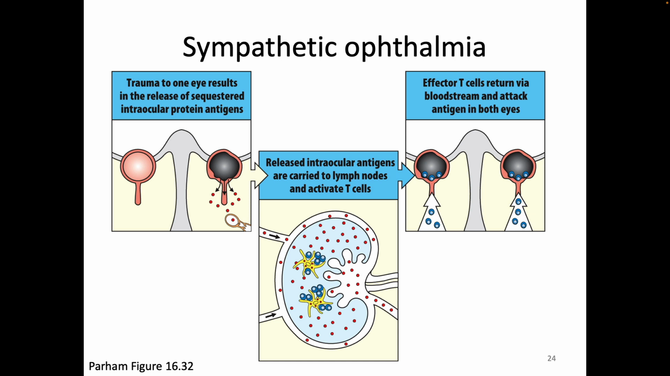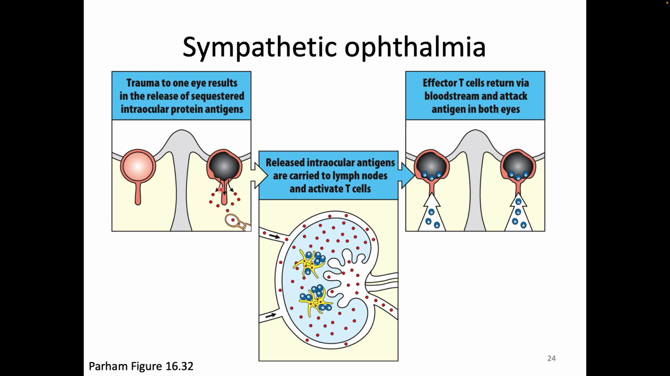In sympathetic ophthalmia, sometimes we have a situation, I lost my cursor again, where we have damage to one eye. So here you can see an eye getting damaged, perhaps because someone, I don't know, got stabbed in the eye or something.